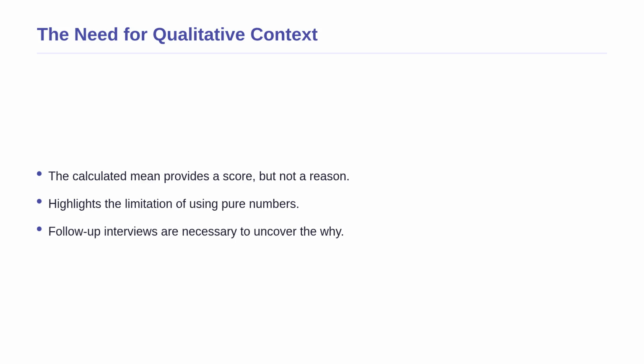We just calculated a clear numerical average, which is great, but it leads us to an important realization. The restaurant manager now knows the average score is an 8, but they still do not know exactly why the customers gave these ratings. Was the food too cold? Was the service exceptional? This perfectly highlights the limitation of using numbers without qualitative context. It shows exactly why follow-up interviews might be necessary to uncover the reasons behind the scores.